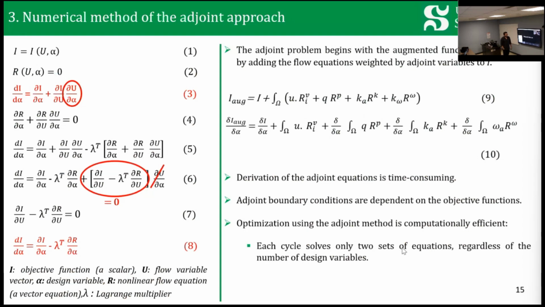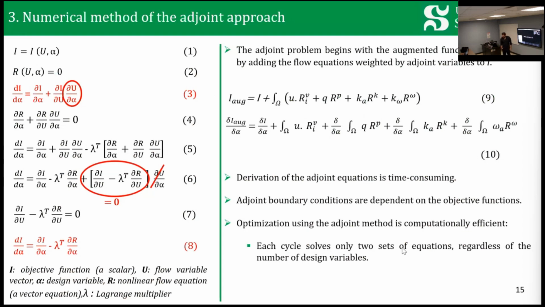In order to explain how we derive the adjoint equation, we come back to the first definition of the adjoint method. In equation 8, we have a new expression of the gradient of the objective function with respect to the design variable. So we start from here and multiply by a Lagrangian multiplier. The Lagrangian multipliers here are the adjoint variables, like U is the adjoint velocity and Q is the adjoint pressure.